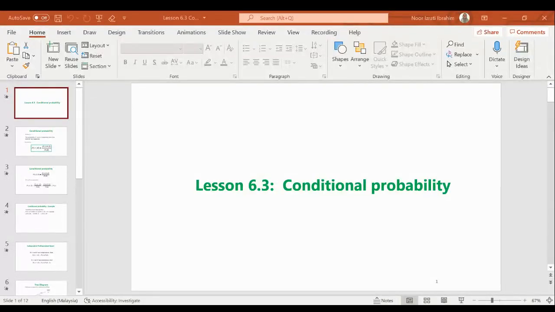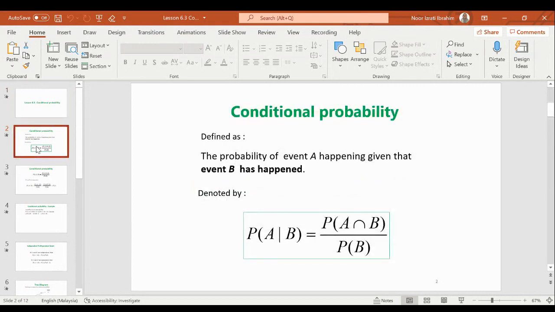Hi guys, in this video, you are going to learn lesson 6.3, conditional probability. Conditional probability is defined as the probability of event A happening given that event B has happened.